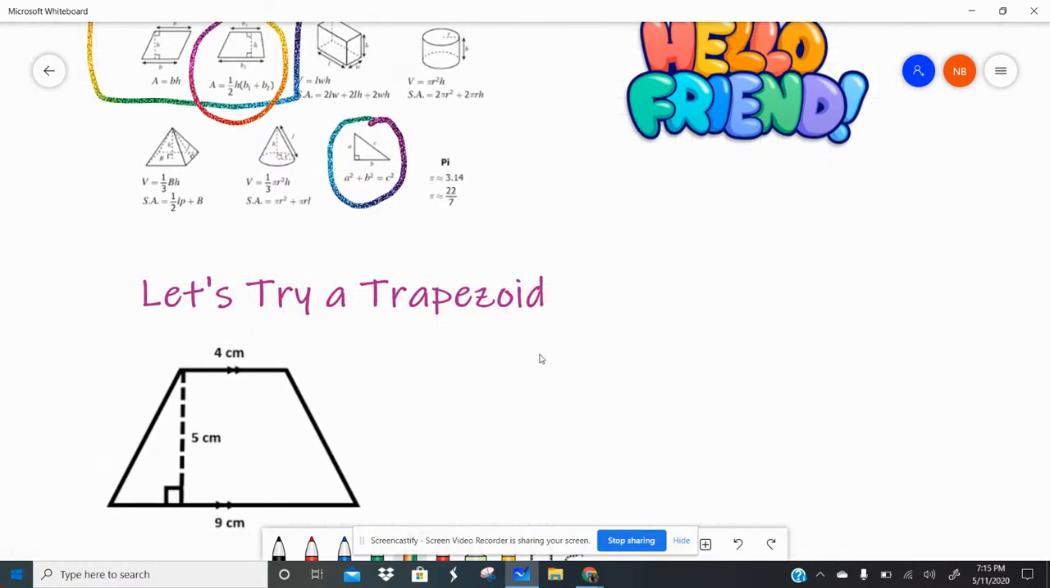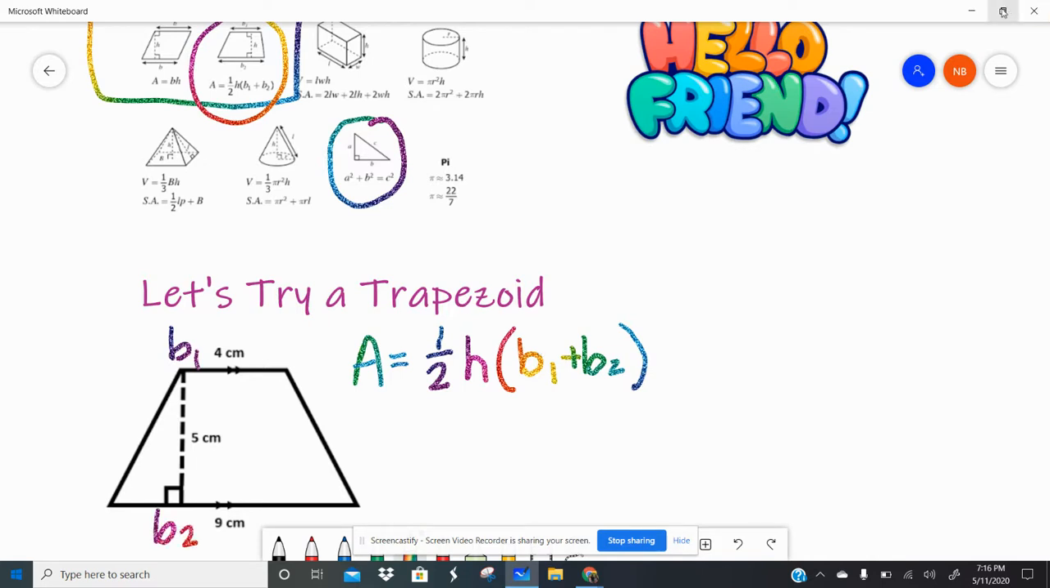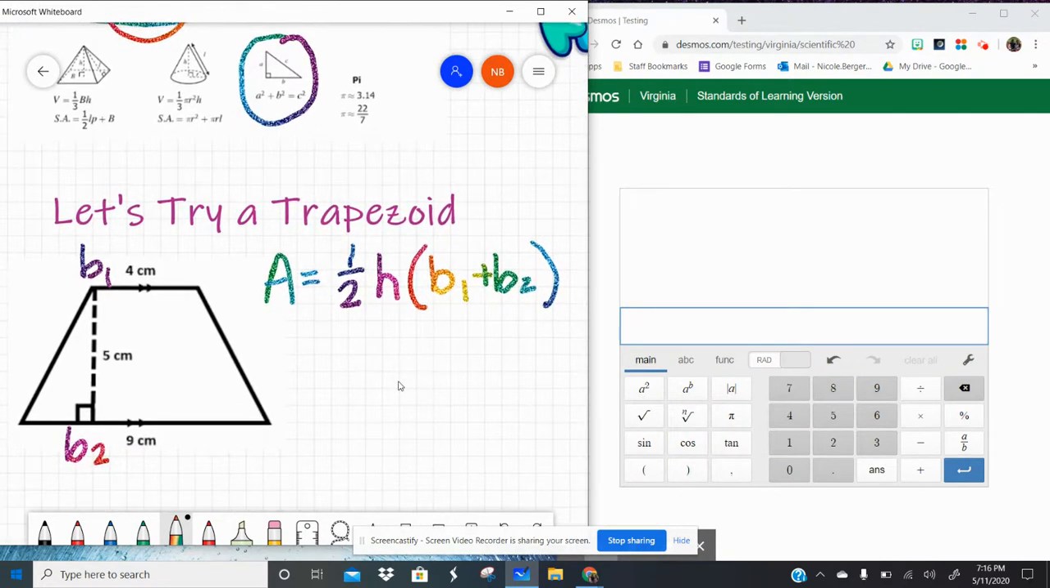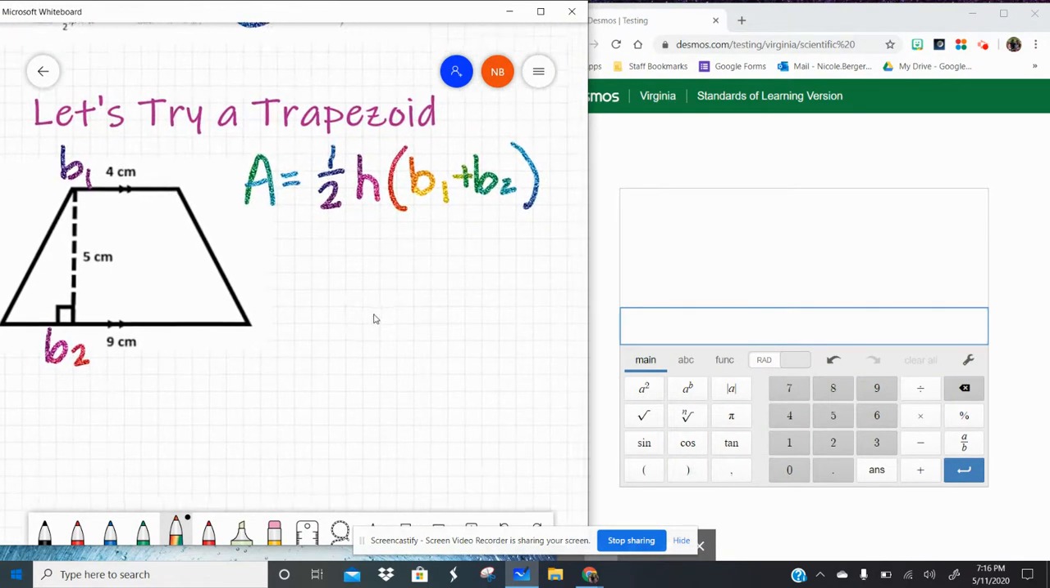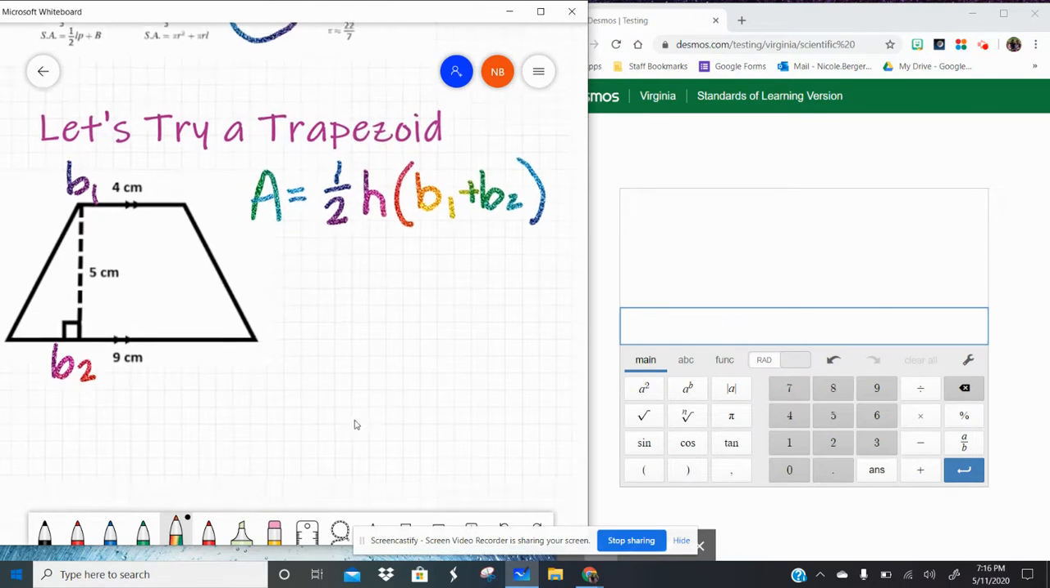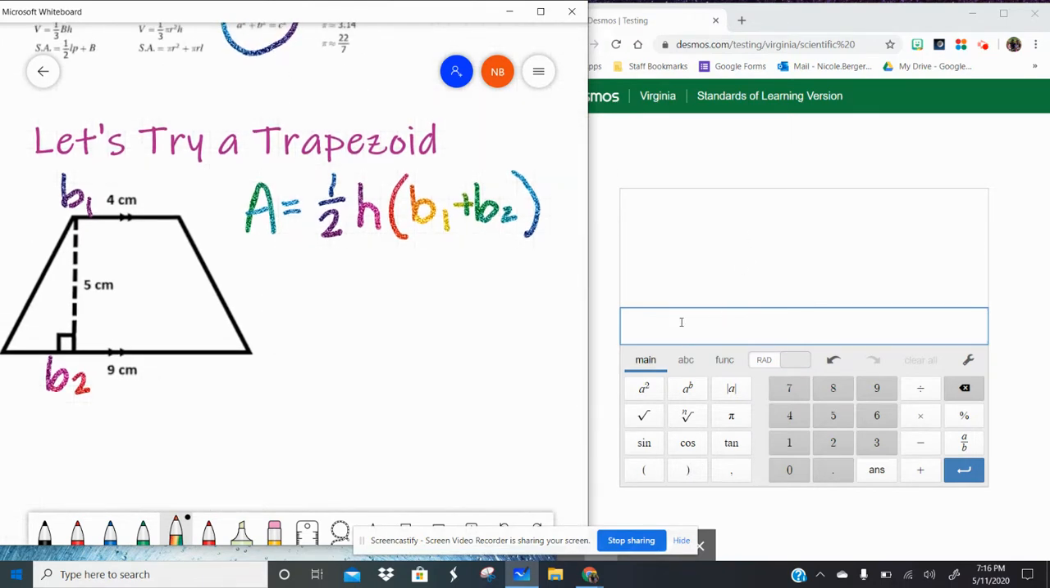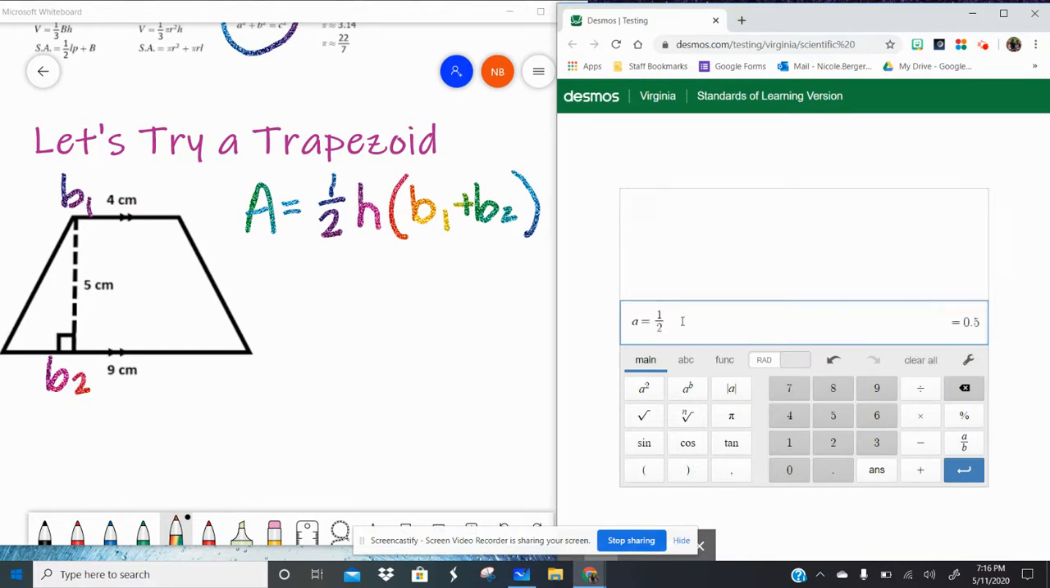So first step of formulas, let's write the formula. Area equals 1/2 times the height times B1 plus B2. And it doesn't matter if you make this one B1 and this one B2 or vice versa. So let's bring in that Desmos calculator, right? The handy dandy Desmos calculator. The trick last week that I showed you with Pythagorean's theorem is that you can really just type in the formula. Area equals 1/2 times the height, then parentheses.